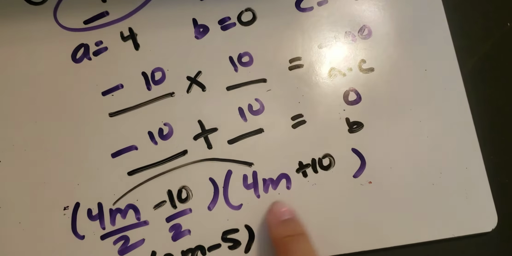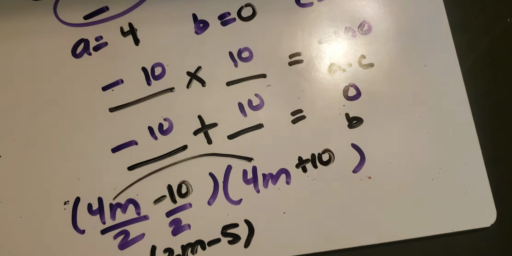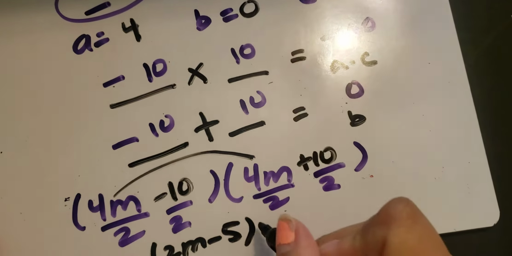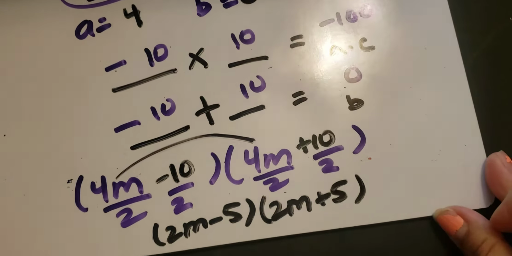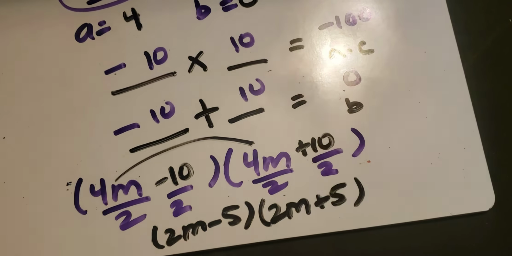Over here, if we keep the 4m and multiply the first terms, we end up with 8m squared, so you also have to divide by 2. Now we end up with 2m plus 5. And this is our final answer: 2m minus 5 and 2m plus 5.